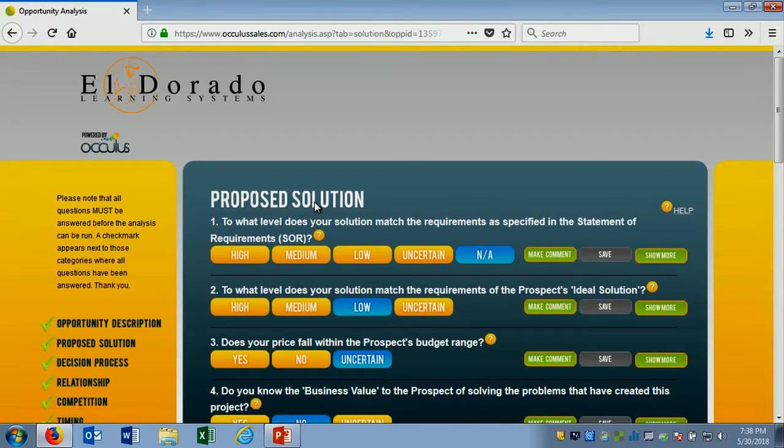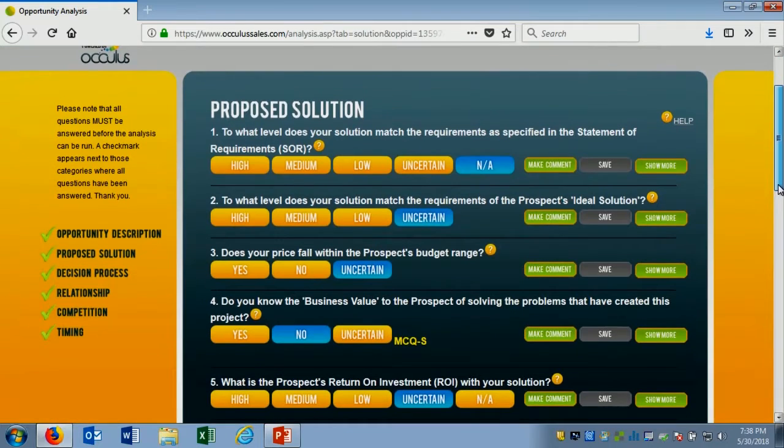But for example, in the proposed solution: to what level does your solution match the requirement as specified in the statement of requirements? It's not available yet. Okay, to what level does your solution match the requirements of the prospect's ideal situation? Is it low, medium, or high? Well, if you don't know what the statement of requirements are, you might have a hard time. So maybe you're going to put uncertain here at this point in time. So you go through this with the proposed solution, and you go through that with the decision process, the relationship, the competition, and at the same time the timing.